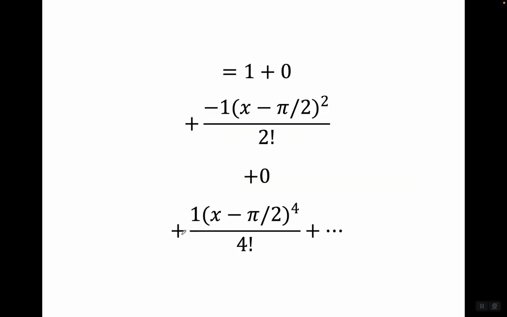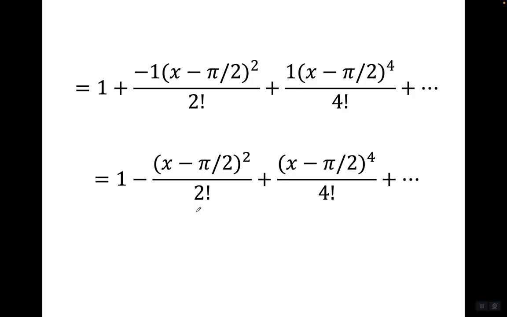Okay, so when we do that, we get 1 plus 0, because that first derivative is 0, plus negative 1 times x minus pi over 2 squared over 2 factorial. Again, this third derivative is going to be 0, plus the fourth derivative, that's 1, times x minus pi over 2 to the fourth over 4 factorial. In other words, we get 1 plus negative 1 times x minus pi over 2 squared over 2 factorial, plus 1 times x minus pi over 2 to the fourth over 4 factorial. So really, this is it. These would be the first 3 non-zero terms in the power series for that function, the Taylor series.